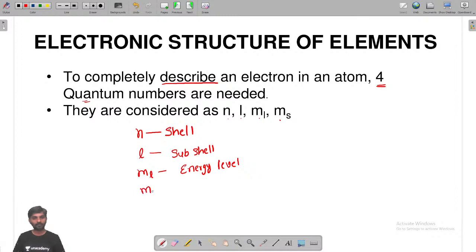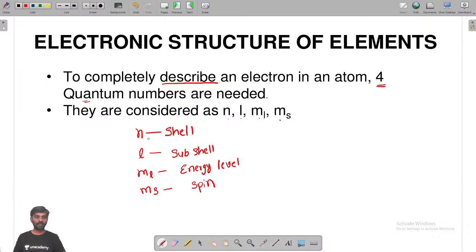And MS represents the spin of the electron. As I told you, to describe one electron, to describe one person, you need to know some parameters: in which state he is living, in which city, in which area, in which room, in which apartment. So all these things are required. For an electron also, these 4 quantum numbers are important.